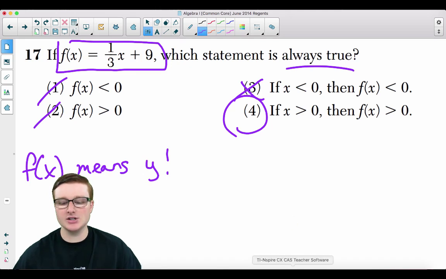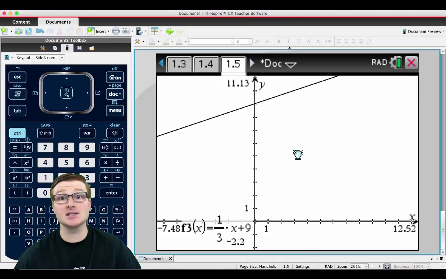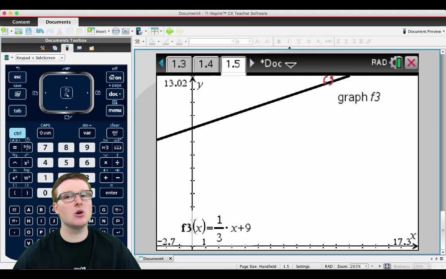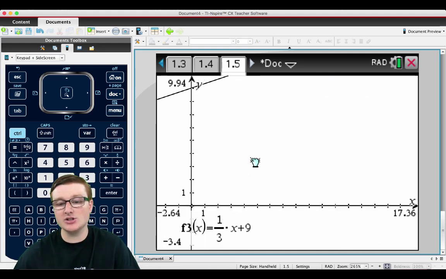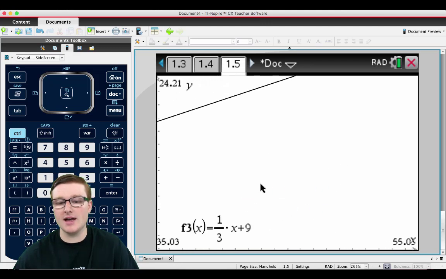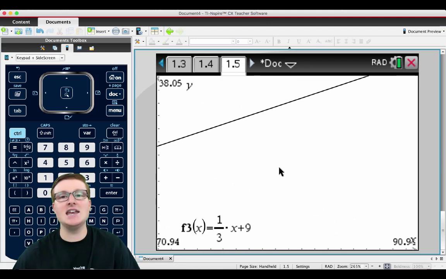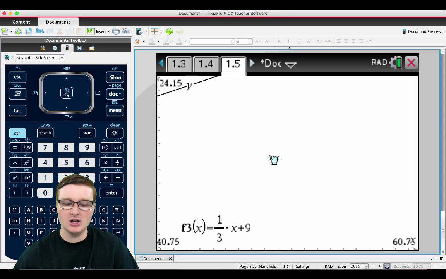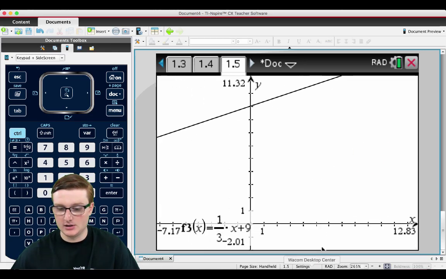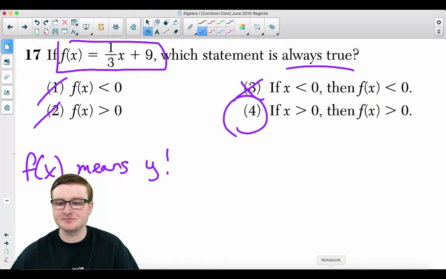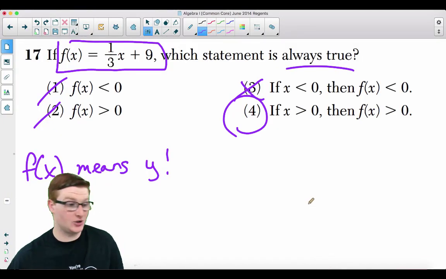If x is greater than 0, then y is greater than 0. Yes, because this is a line. This particular line keeps on going up forever. If x is greater than 0, look, it keeps on going up forever and forever, and it never goes negative. So that's why your answer is going to be choice 4 for this one. That was definitely a trickier type of question.